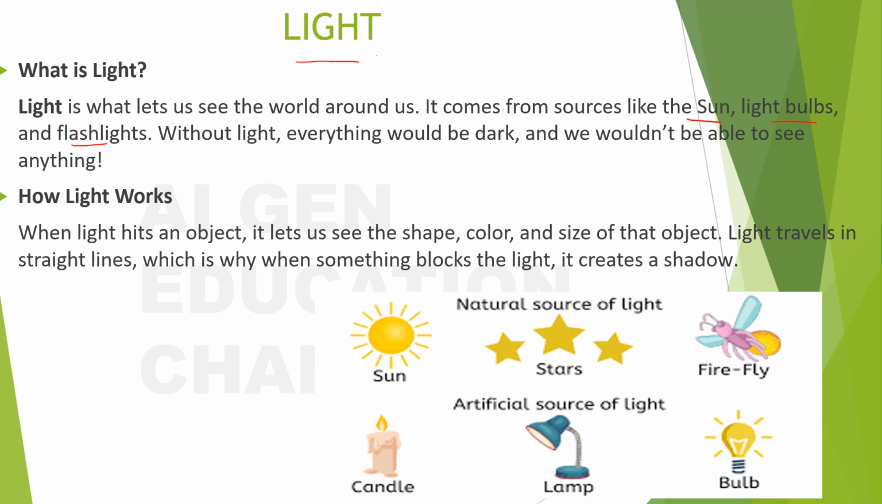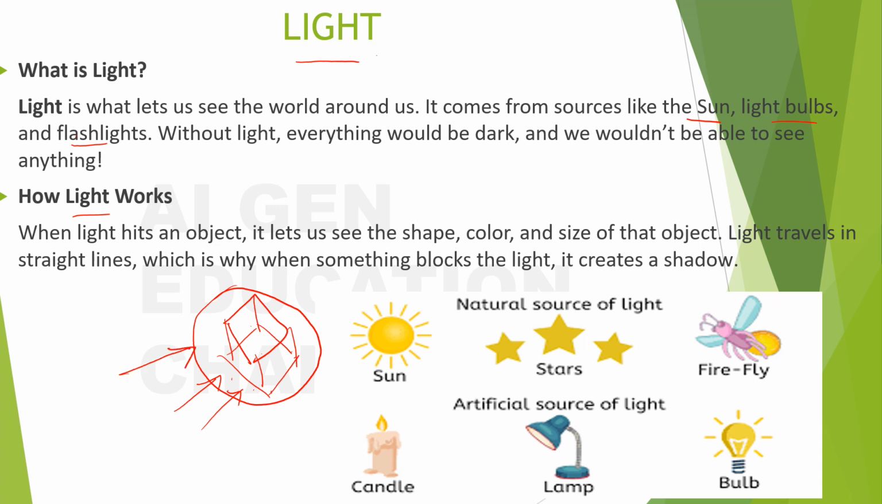Okay, so how does light work? Now you have to understand how light helps us see things. When the light hits an object, it lets us see the shape, color and size of that object. So when there is something here, say a box, until and unless there is some light falling upon this object, you will not be able to see it. So the light should fall on the object, only then we will be able to see that object.